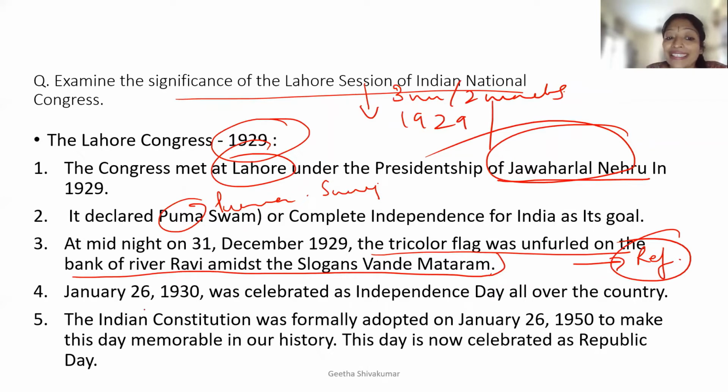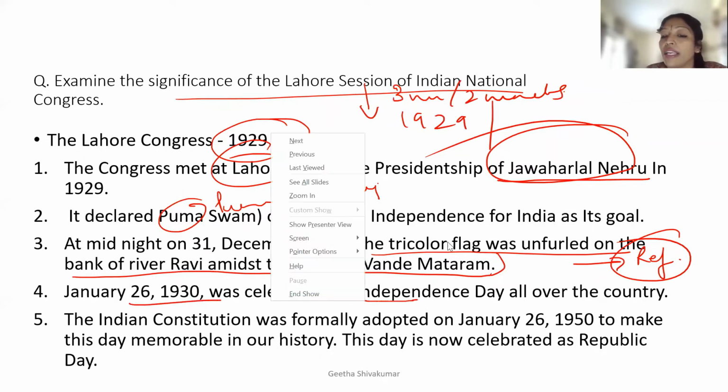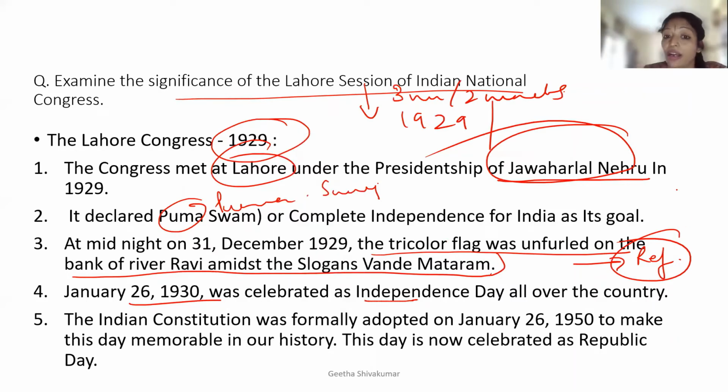Then January 26, 1930 was celebrated as Independence Day all over the country. Not only that day, after 1930, every year January 26th was celebrated as Independence Day. After independence, the Indian Constitution was formally adopted, and now we celebrate 26th January as Republic Day, and tomorrow we have our Republic Day.